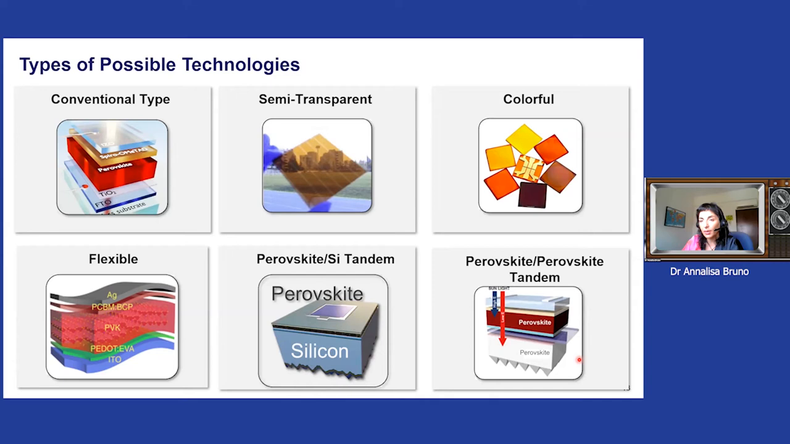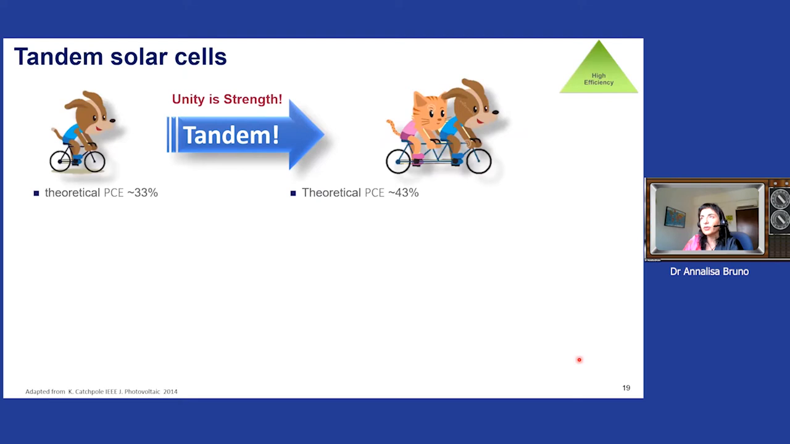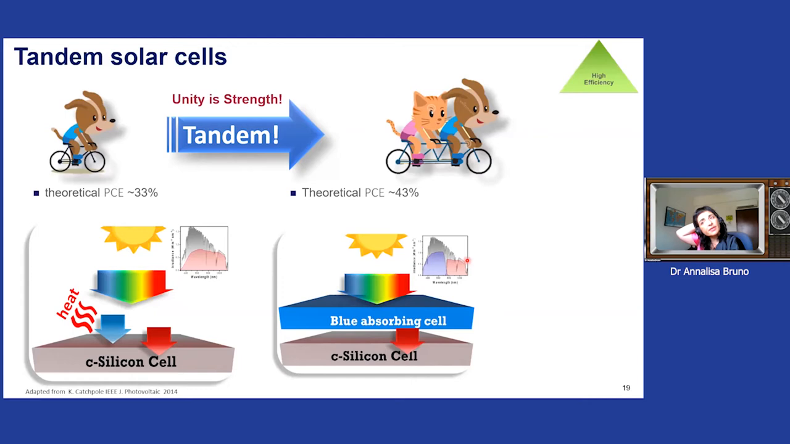So let's see a little bit more about these tandem solar cells. As we mentioned before, for a single junction the theoretical limiting efficiency is about 33% for perovskite, while the one for tandem is above 43%. But the nice thing is, how does a tandem work? This is a typical silicon solar cell that is very efficient in absorbing the red light, but it's not very efficient in absorbing the blue light. So most of the radiation is lost in the form of heat.